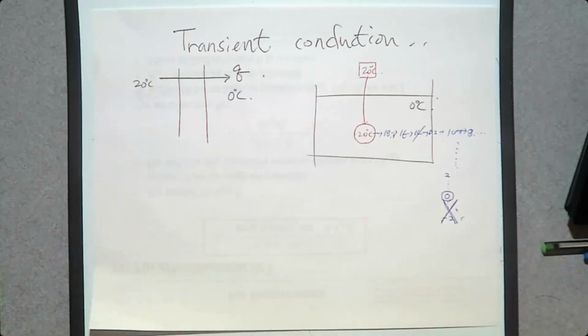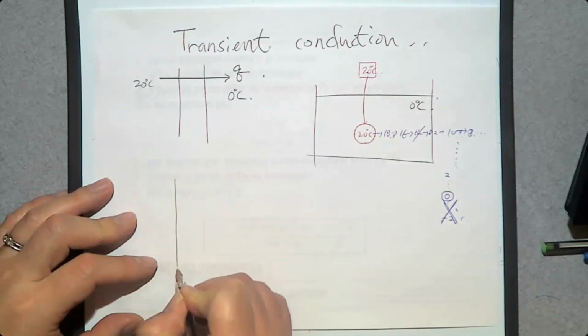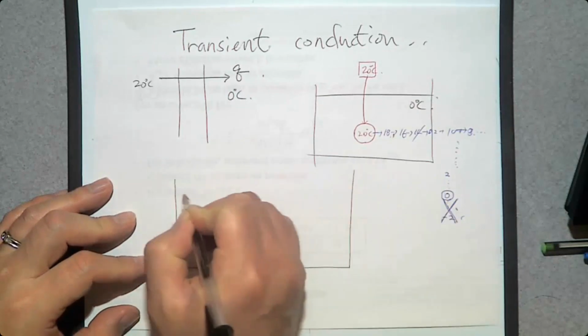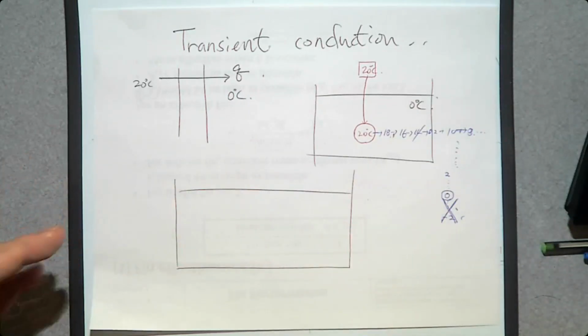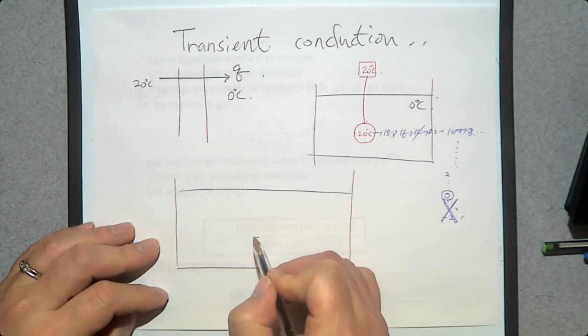So what is the main difference? In a transient conduction problem, we have a change in temperature. That's a transient conduction problem. Then let's talk about this transient conduction problem. The simplest transient conduction problem is: we have this much liquid, this fluid, and there's a solid object.